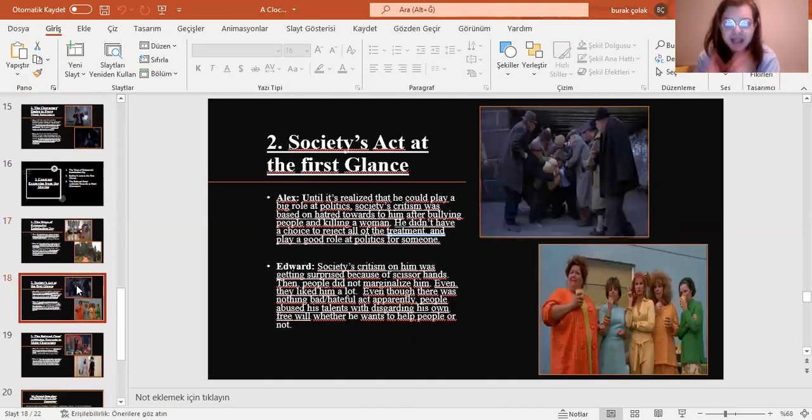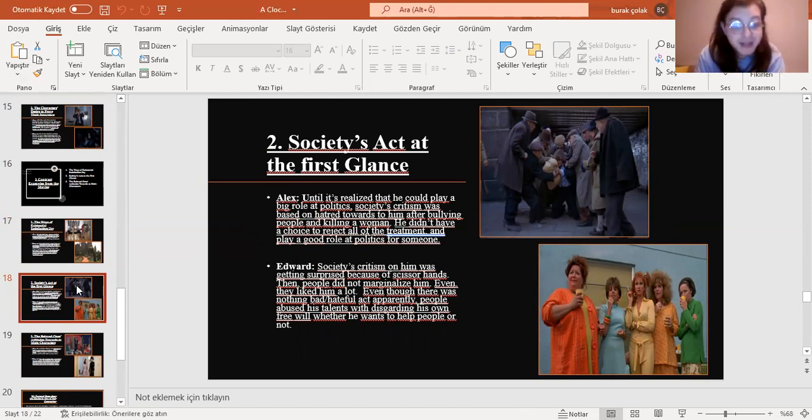The second fact: societies' reactions at first glance, until it is realized that he could play a big role in politics. Society's criticism was based on hatred towards him after bullying people and killing a woman. He didn't have a choice but to accept the treatment and play a good role in politics, for someone else, for someone's good reasons.